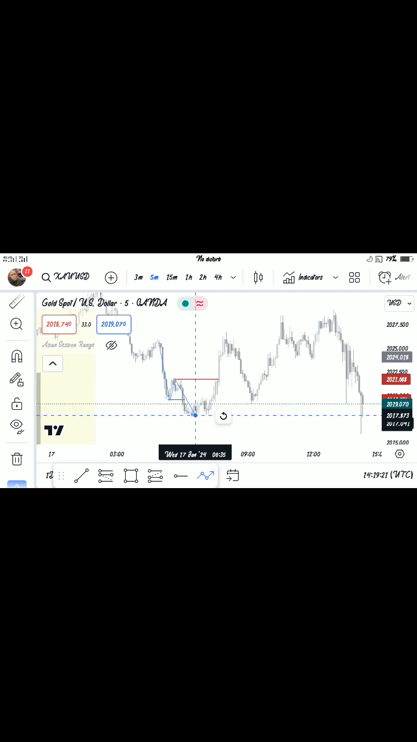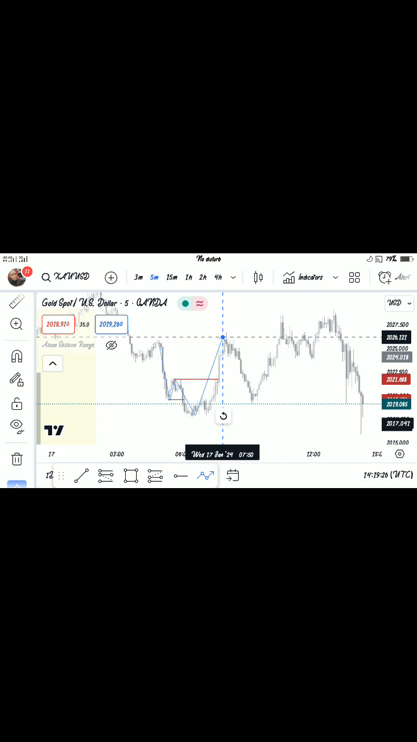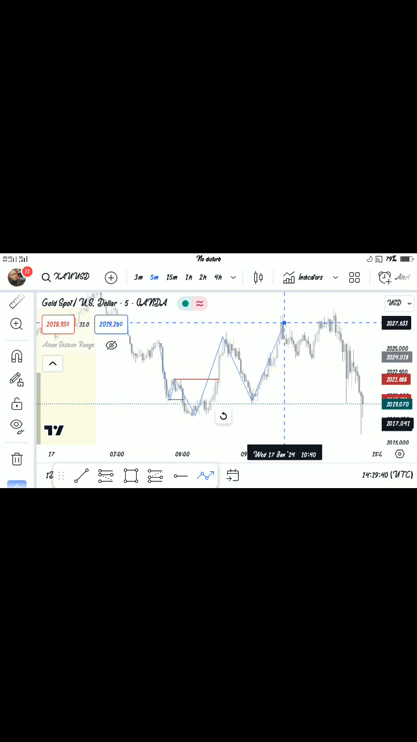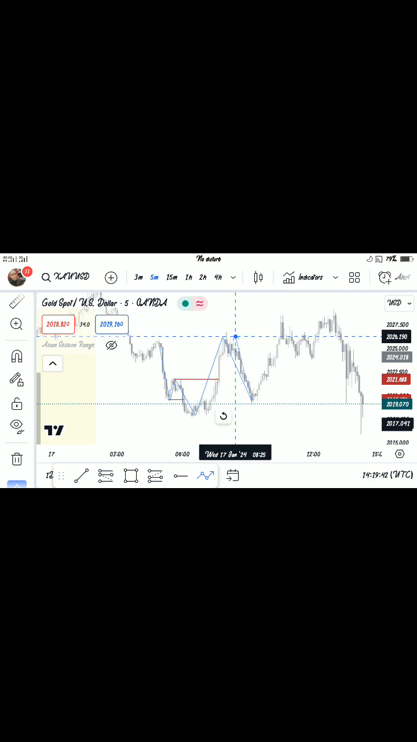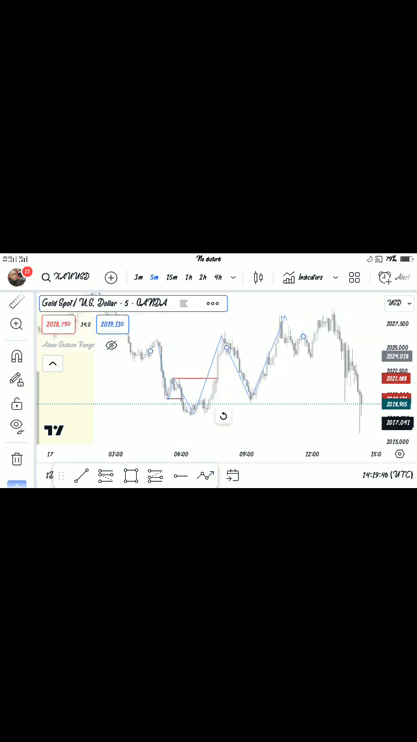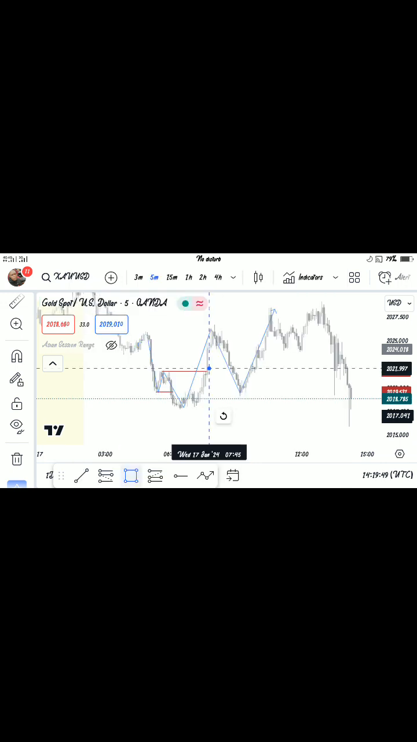It broke structure, then broke structure again, which means this demand zone is actually a strong demand zone. So what did I do? I waited for the market to come back here. Then I took a buy and I took my profit. I think my take profit was actually around here. I will show you the trade. I traded it today. I will show you the profit I made.